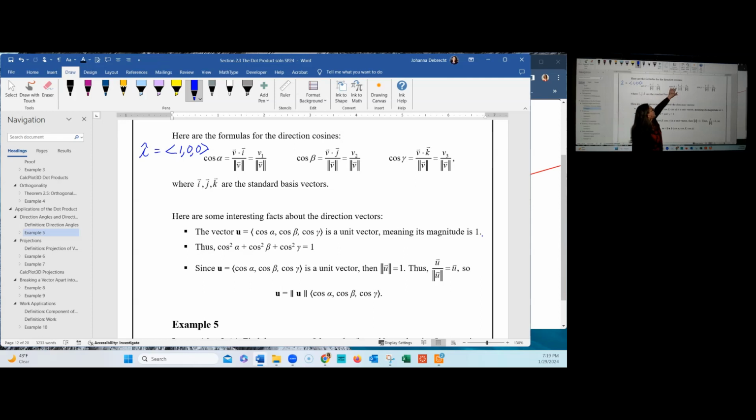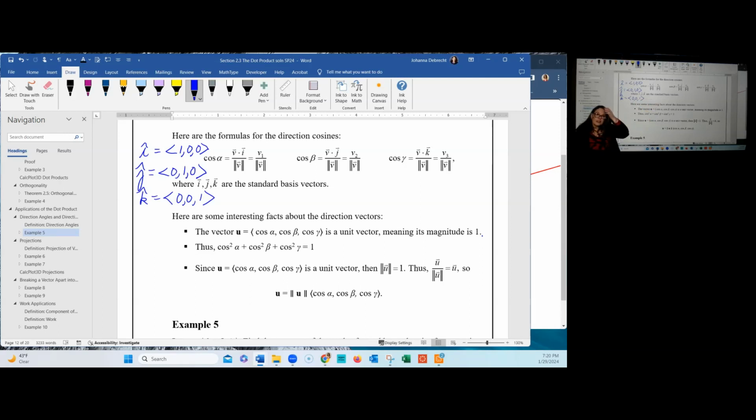Now, I can do the same thing for the direction cosine related to the y-axis, which gives me the vector dotted with the j vector. And remember, j hat is 0, 1, 0, so it's the unit vector along the y-axis. And then, of course, the last one is k hat, which is the vector 0, 0, 1, the unit vector in the z direction. These are our standard basis vectors. So when we're looking at these, this gives us what are called the direction cosines.